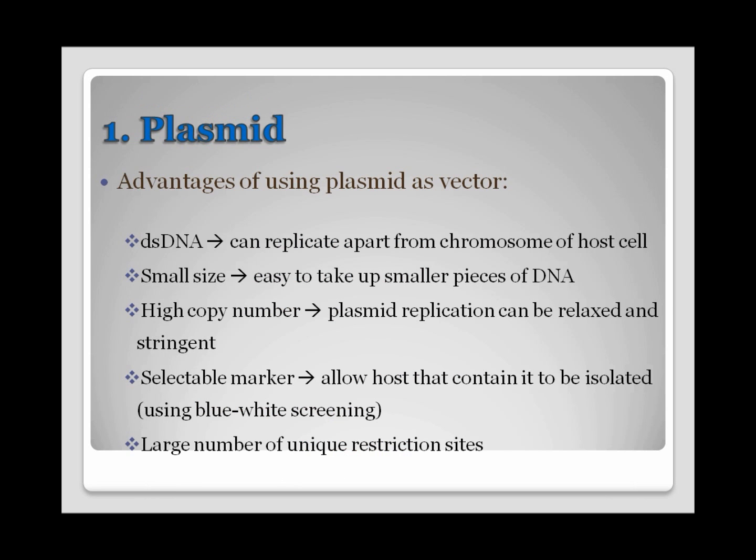The advantages of using plasmid as vector: double-stranded DNA can replicate apart from the chromosome of the host cell. It is small in size, which easily takes up smaller pieces of DNA. It has high copy number, where plasmid replication can be relaxed or stringent. The selectable marker allows hosts that contain it to be isolated, for example using blue-white screening, which we'll explain later. The large number of restriction sites allows different kinds of restriction enzymes to cut.